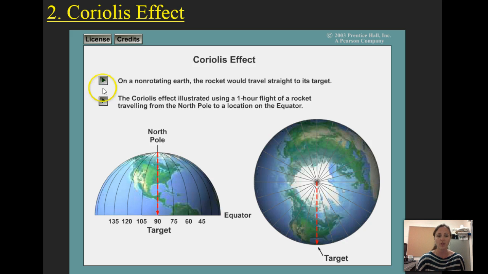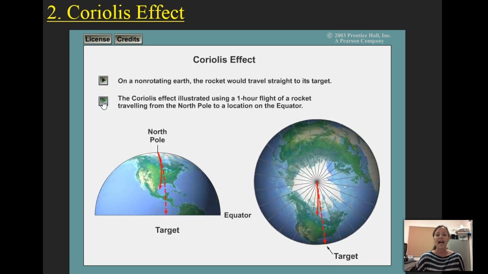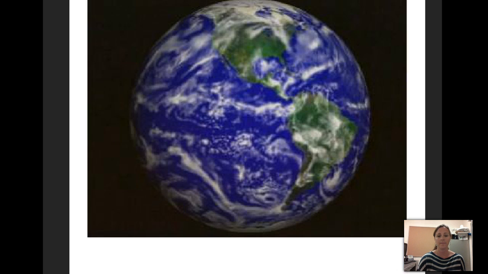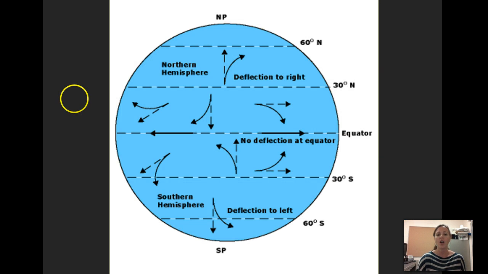When we have what's called the Coriolis effect, as the straight rocket is shot out, it actually gets deflected to the right in the northern hemisphere and to the left in the southern hemisphere. So here's a picture of all the different routes of deflection. In the north, you notice that every arrow is pointed to the right, whether you're standing facing the North Pole, or whether you're standing at the North Pole and facing the equator, it all moves to the right.